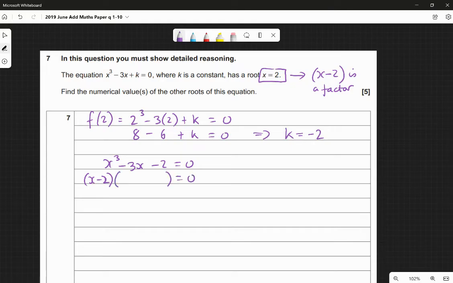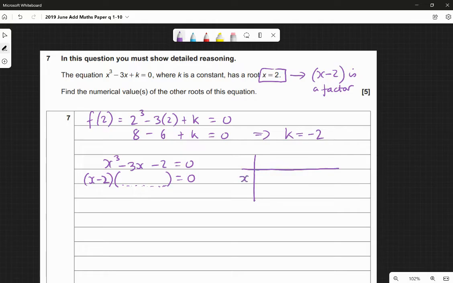Or factorize it with a factor of x minus 2. So I know it is a cubic function. Therefore, if I divide by a linear, I will have a quadratic part there. A linear times a quadratic will give me a cubic. So I'm going to deduce what that quadratic part is. I'm going to divide x cubed minus 3x minus 2 by x minus 2.